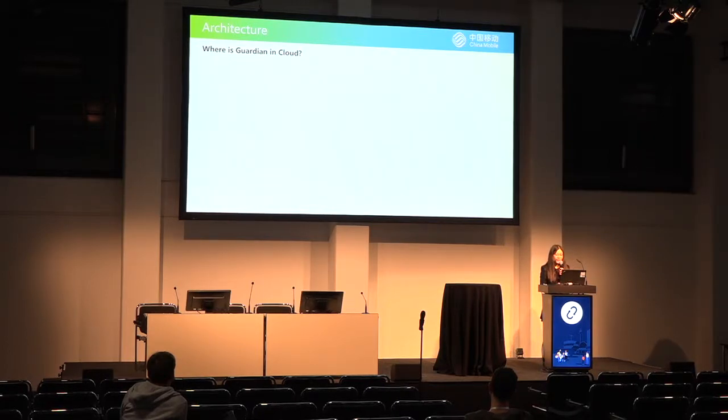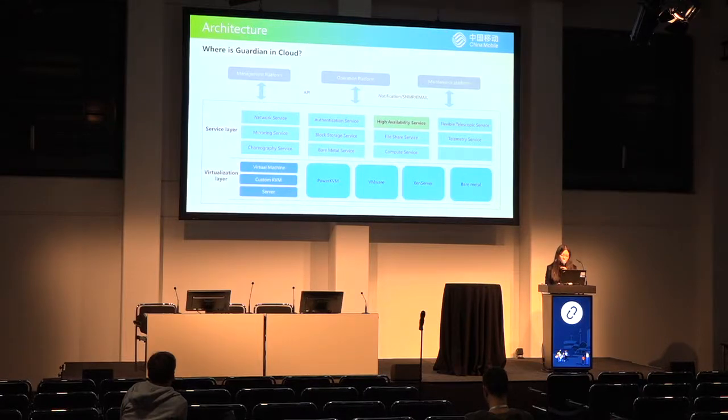So I use some images to introduce the architecture of Guardian. First, we should know where Guardian is in a cloud. As you can see, Guardian is in the service layer, monitoring the resource state in the virtualization layer, such as the virtual machines, servers, KVM, and so on.